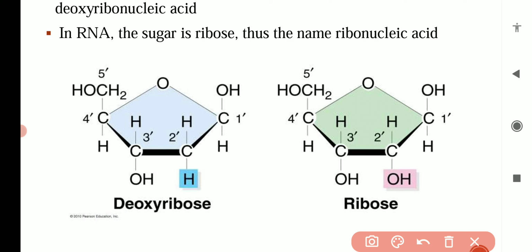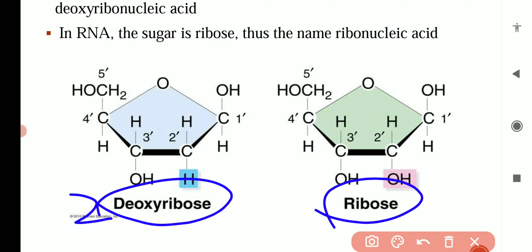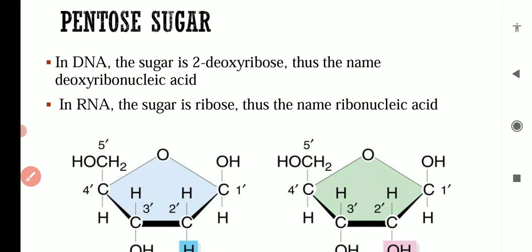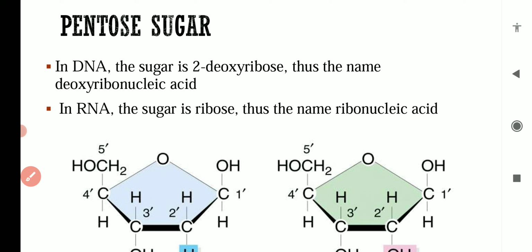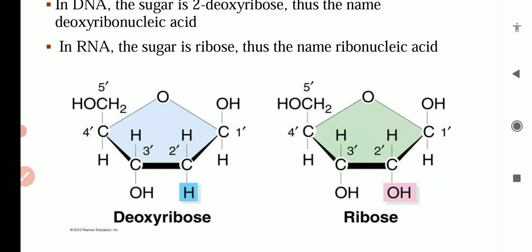So in case of DNA, deoxyribose sugar is present, or we can say 2-deoxyribose sugar. In case of RNA, ribose sugar is present. So this is the sugar molecule, a pentose sugar molecule, which is present in genetic material.